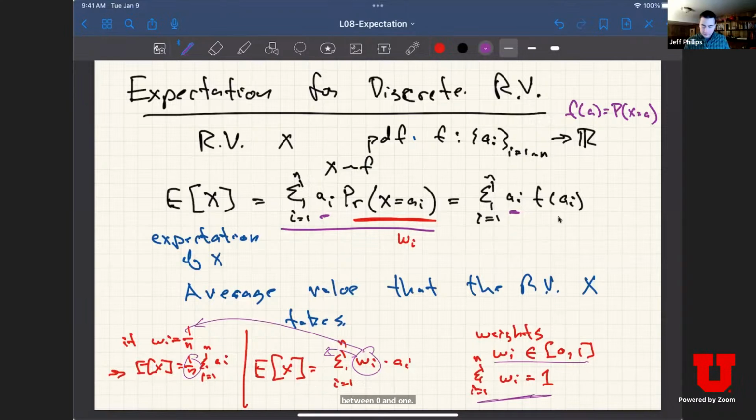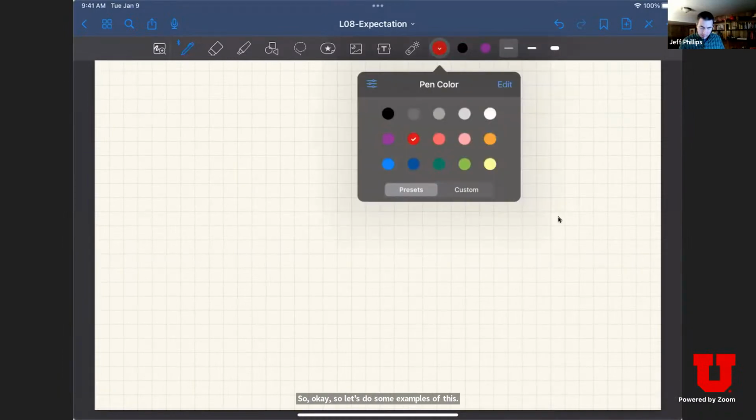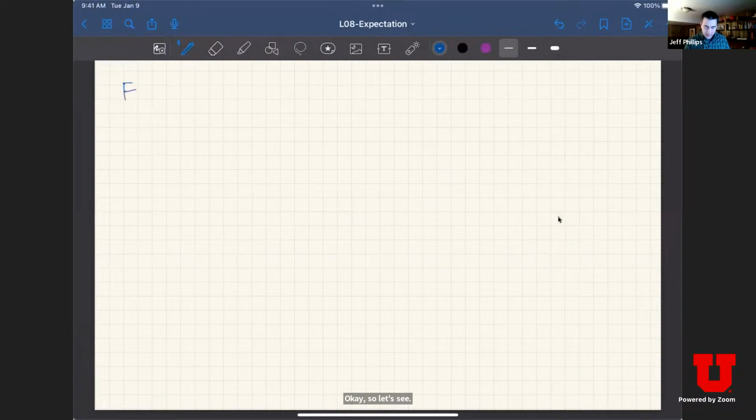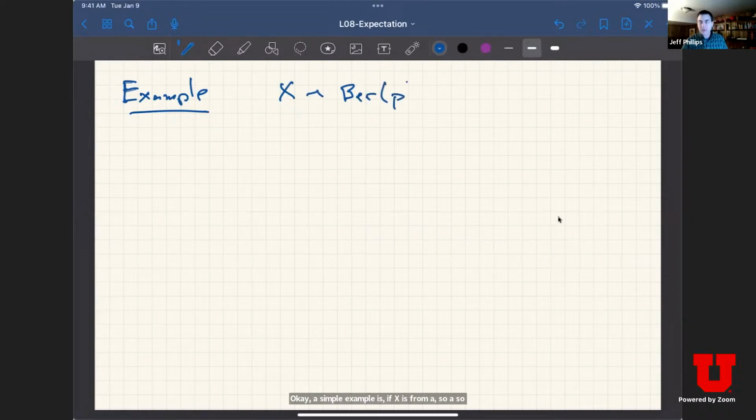So okay, let's do some examples of this. A simple example is if X is from a Bernoulli distribution, right? Who remembers what a Bernoulli distribution is? This is one of the ones we talked about in class so far. It describes a discrete random variable.